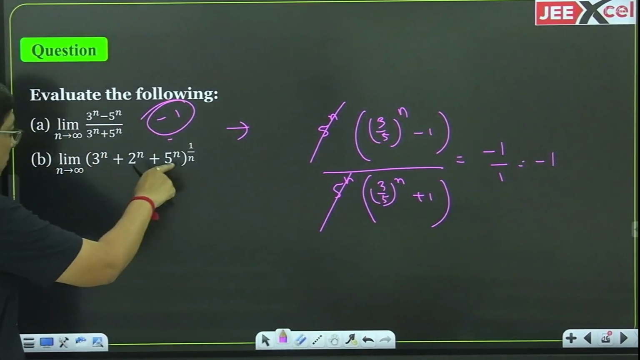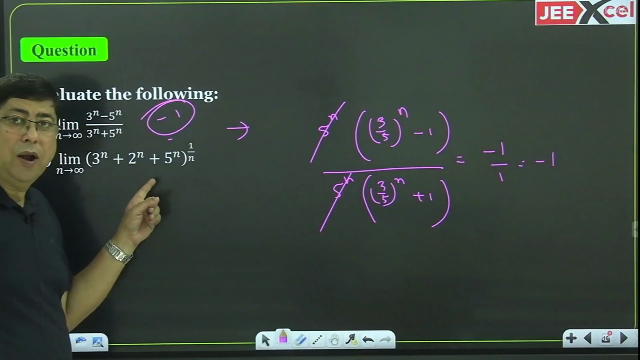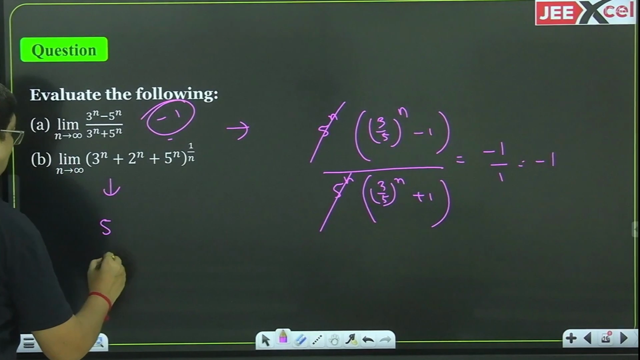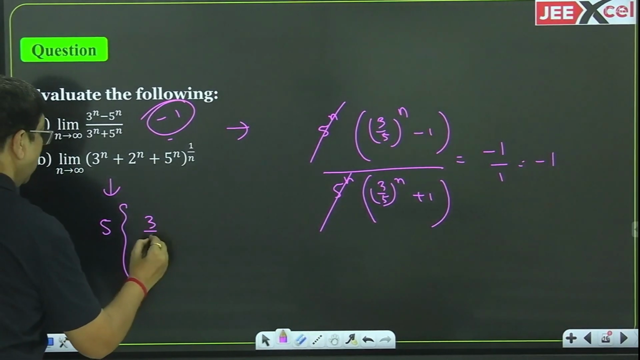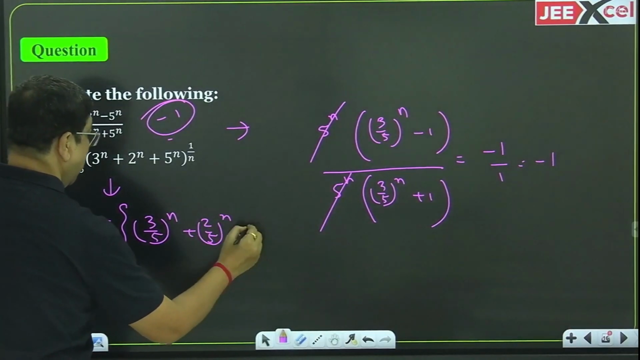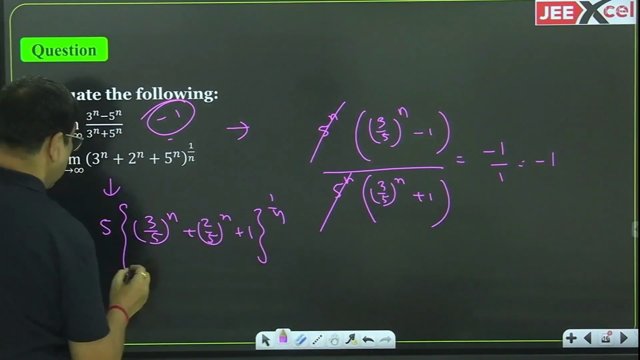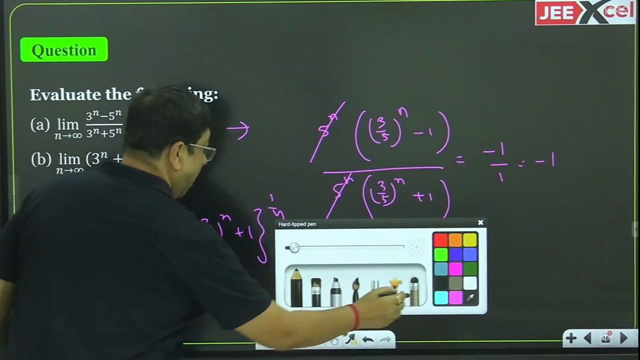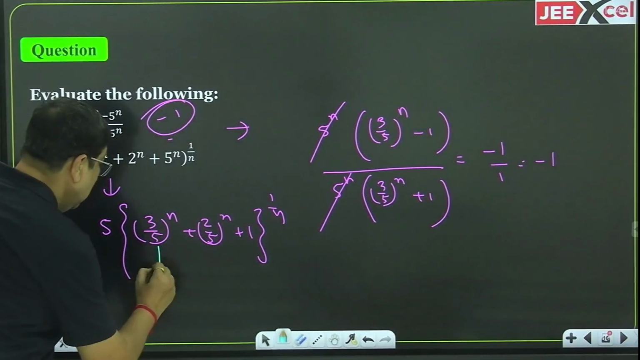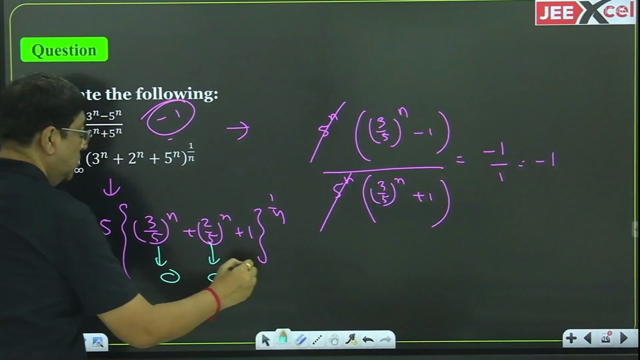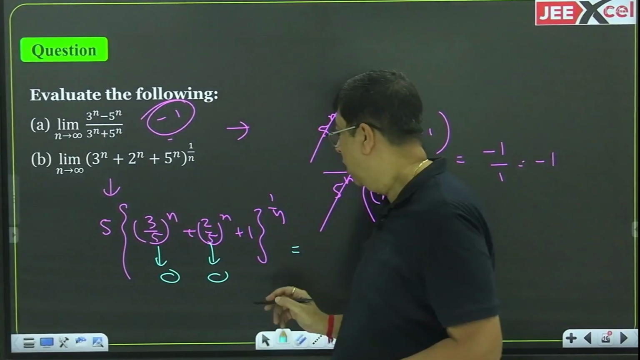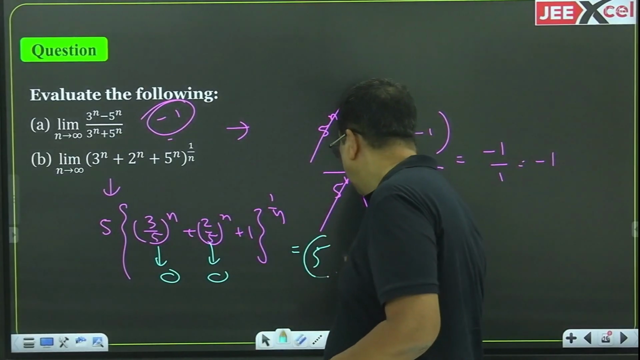So a similar concept will apply here. I am taking the biggest power outside. I am taking 5 to the power n outside. So what is coming here? It is coming out as 5, and we are getting here (3 by 5) whole to the power n plus (2 by 5) whole to the power n plus (5 by 5) whole to the power 1 by n. So this is 0. Once again that concept, fraction to the power infinity is 0. This is 0, this is 0, and this is 1. 1 to the power anything is 1. Therefore, the answer is 5.